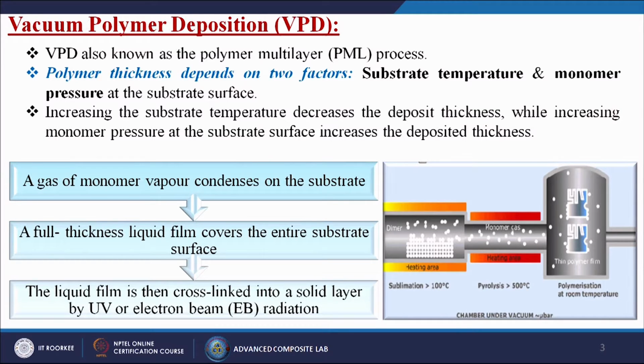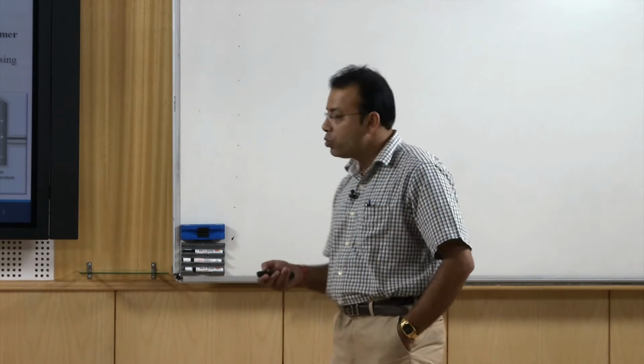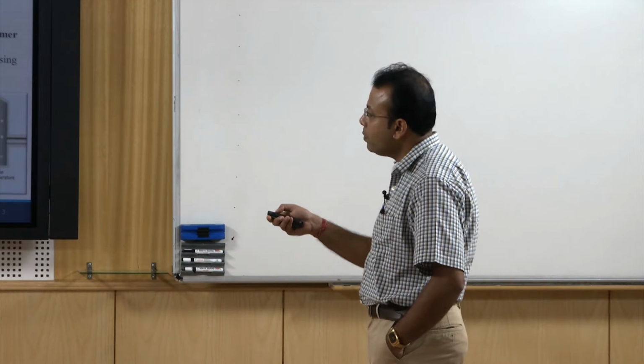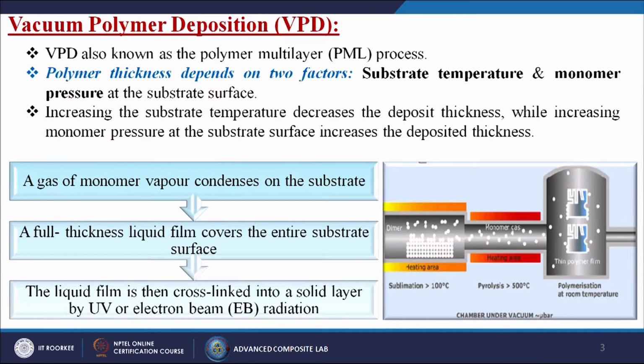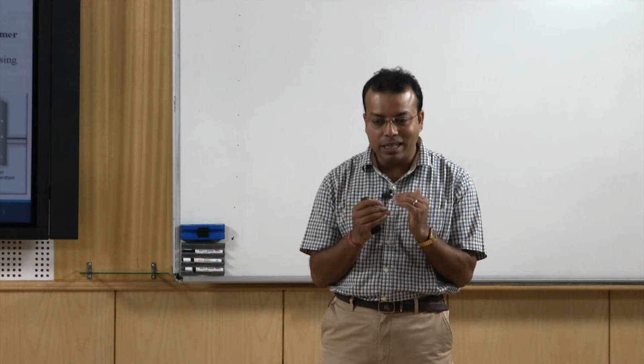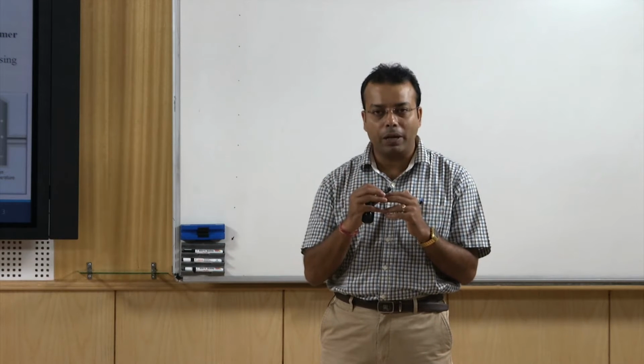First, we will discuss the vacuum polymer deposition process, in short the VPD process. First we have to know what the process is. VPD is also known as the polymer multilayer process, or PML process. Polymer thickness depends on 2 factors: substrate temperature and the monomer pressure at the substrate surface. Increasing the substrate temperature decreases the deposit thickness, while increasing monomer pressure at the substrate surface increases the deposit thickness. So, from this you can understand that we can easily control the thickness of the coatings.